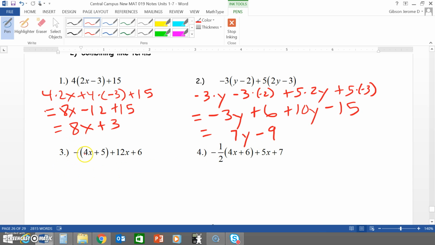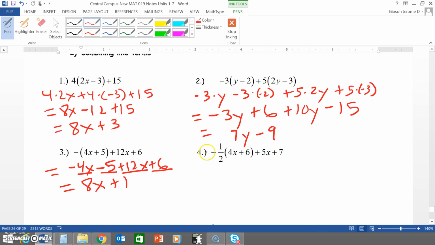Okay, now we come here. This minus sign in front of the parentheses, you could look at that as a 1, or you could just look at this as changing the signs on the inside. So whatever sign we have on the inside of this parenthesis, we take its opposite. So a positive 4x will become a negative 4x. A plus 5 will become minus 5. Or you could have multiplied both of these by negative 1. So we combine the like terms. Negative 4x plus 12x is 8x. Negative 5 plus 6 is a positive 1. And that is our final answer.